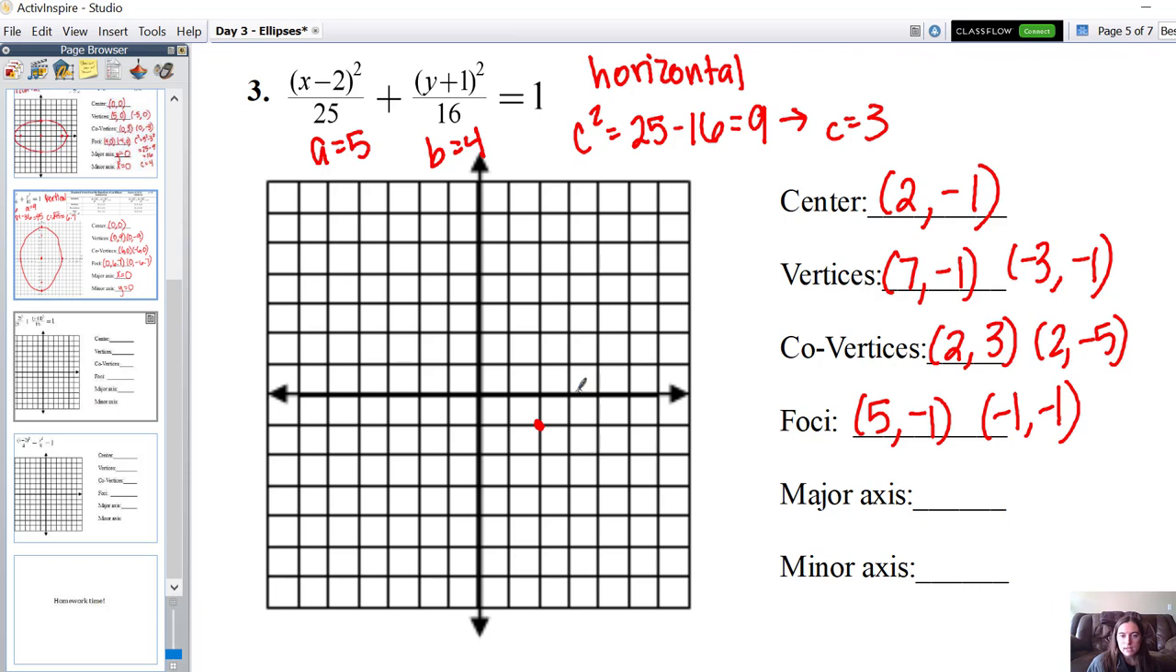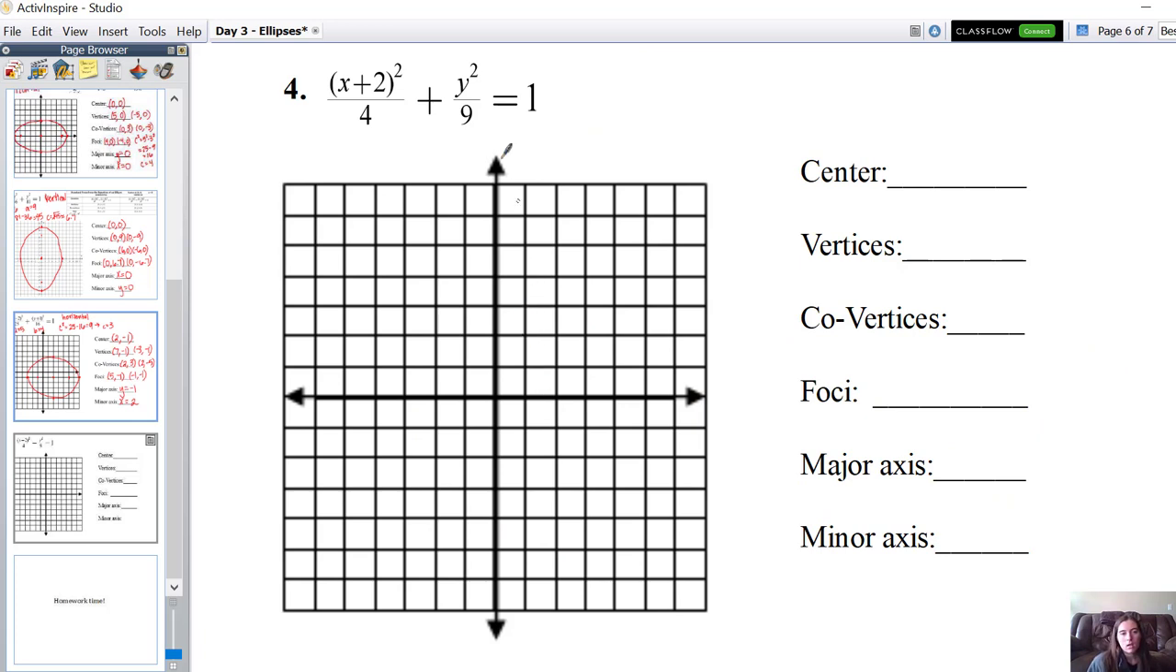And now we can plot all these points. For our major axis, that's connecting our vertices. It's a horizontal line at a y value of negative 1. The minor axis is the vertical line at the x value of 2. Okay, last example. Here, a is 3, b is 2. This one's going to be vertical. Let's go ahead and find c.